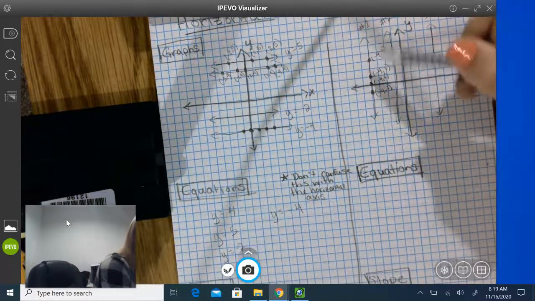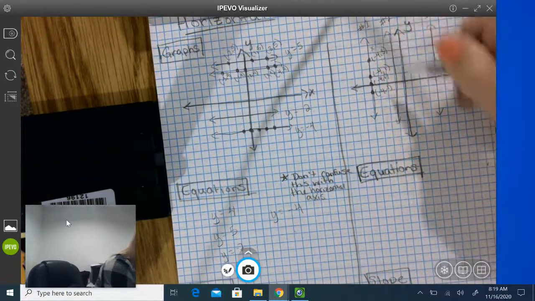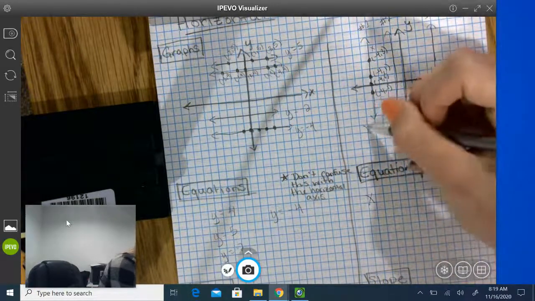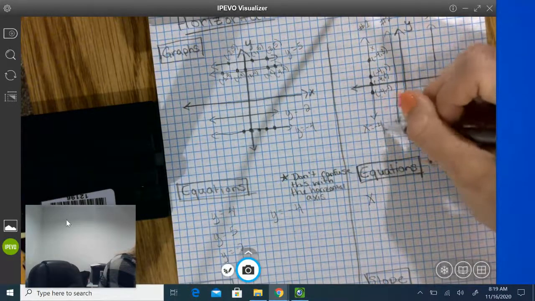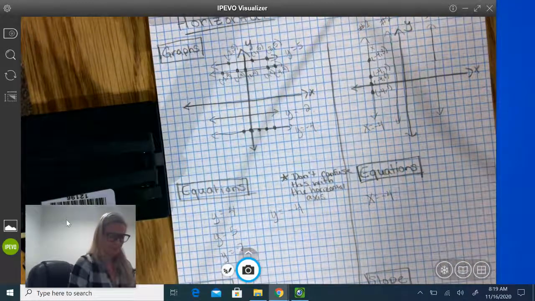All right, so when I look at that, all the x coordinates are the same. So I know that the equation of this line is going to be x equals whatever that x coordinate is. It stayed the same, x equals -4. So that's my first equation.